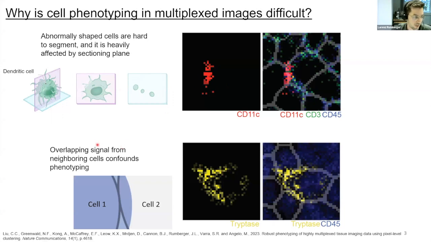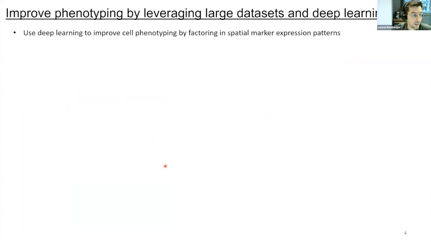And you can also get overlapping signals from neighboring cells. Here's the same example that Candace showed you before, with the tryptase that bled into nearby cells and thereby increased their integrated expression of this marker, which confounds the cell phenotyping process. What we set out to do is improve upon this by leveraging large data sets and deep learning, and we want to use deep learning to factor in the spatial marker expression patterns.